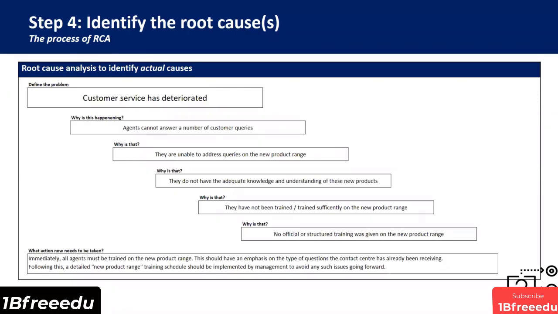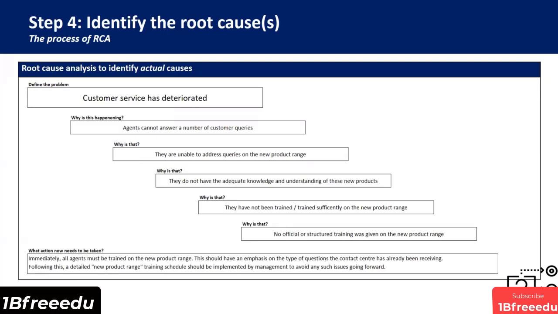But again, the way to use this is you can do a fishbone diagram, like in the previous section. You take one of those potential causes and you explore it further. So let's talk through it. So we define the problem. Customer service has deteriorated. That's one of the potential causes for that increase in complaints that somebody in your team has identified. So then you ask, why is this happening?